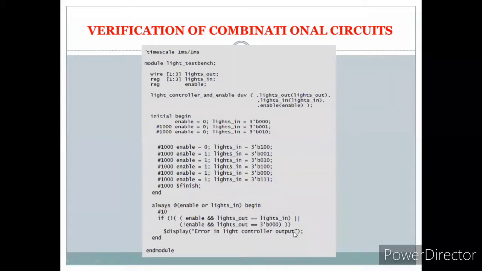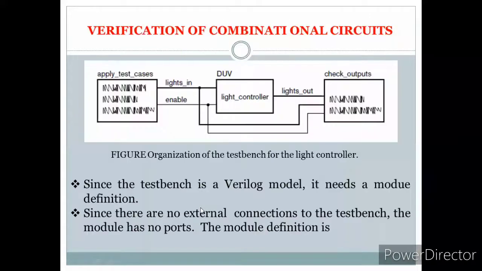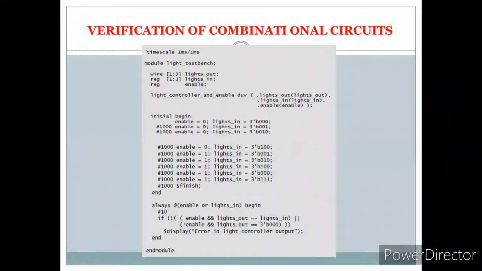Or display an error in the light controller. If nothing is happening there, you can display that there is an error in this. So this is how we write the test bench for the light control module. It is one example of a combinational circuit to display the lights depending upon the enable input. This is one of the important concepts we have.